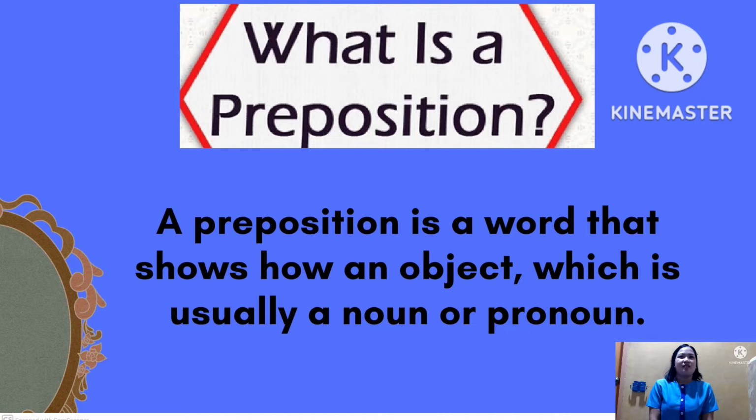What is a preposition? A preposition is a word that shows how an object, which is usually a noun or pronoun, relates to other words. From the word pre, meaning before, it typically comes before a substantive, indicating the relationship of that substantive to a verb, an adjective, or another substantive. In other words, a preposition shows direction, location, or time, or introduces an object. Additionally, in formal English, prepositions are almost always followed by an object.